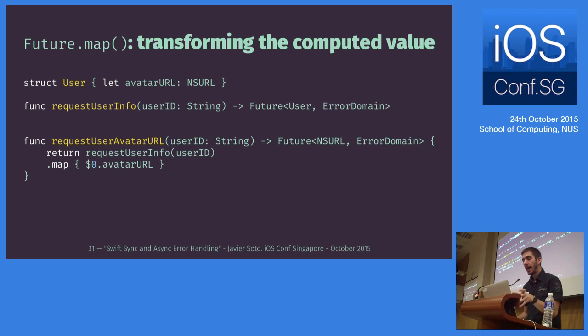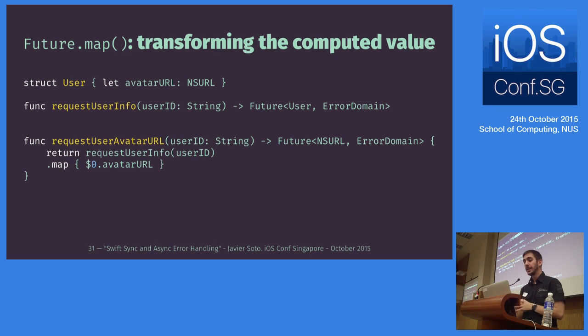Given that request user info function that returns a future, because it needs to perform a network request, for example, if we want to create another function that, instead of the user, gives us the avatar URL, we could compose that first function, and all we need to do is call map and extract the avatar URL. And that's very simple, right?